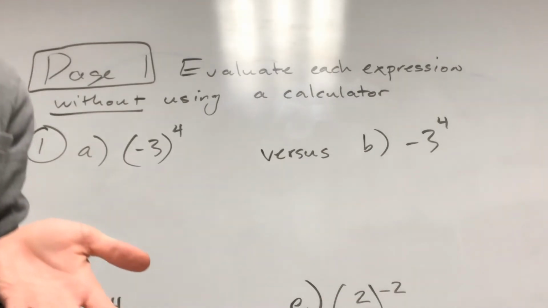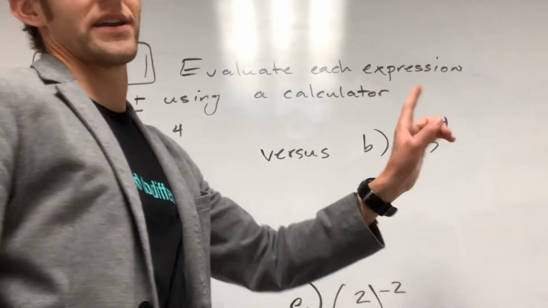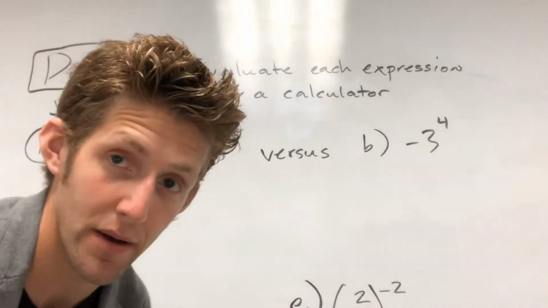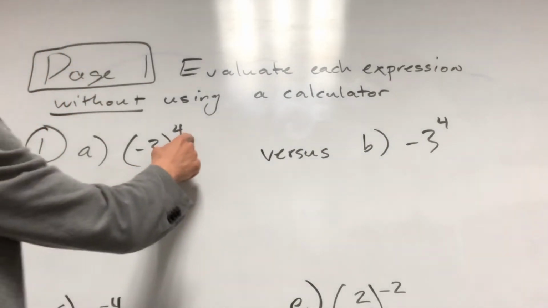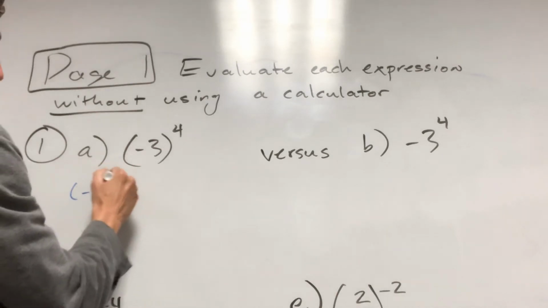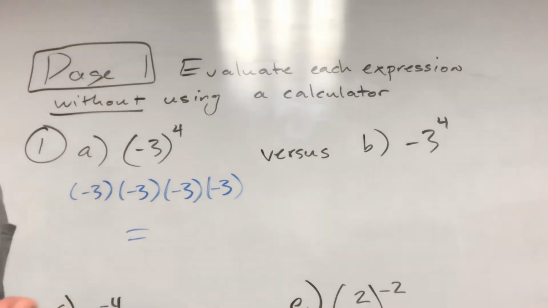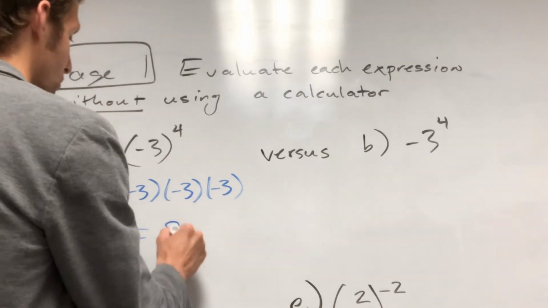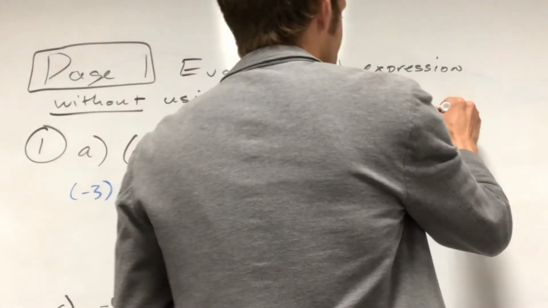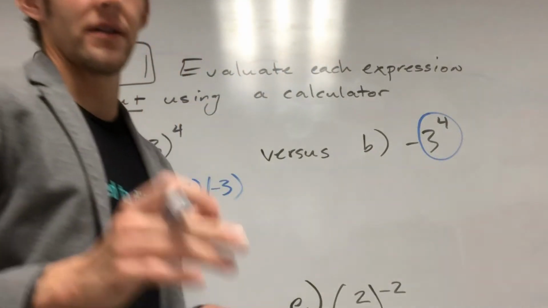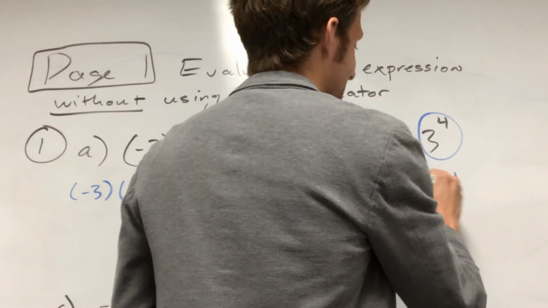Okay, I already have some videos up. Take a look here at number 1A versus number 1B. They look similar, but they're not. This literally says take -3 and multiply itself by itself 4 times. A negative times a negative times a negative times a negative is going to give you positive 81, versus B, which literally says take 3, raise it to the 4th power. Order of operations, exponent first. That's 81, and then stab it with a negative.